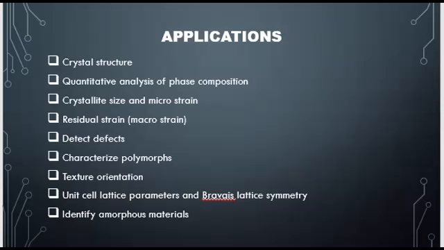XRD can identify defects in a sample. It is used to identify and characterize polymorphs. Texture orientation can be found, and unit cell lattice parameters. Lattice symmetry can also be analyzed. It can not only be employed to analyze crystalline materials, but is also frequently used for its ability to identify amorphous materials.